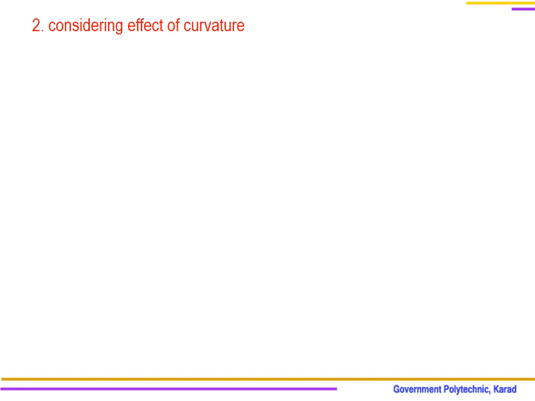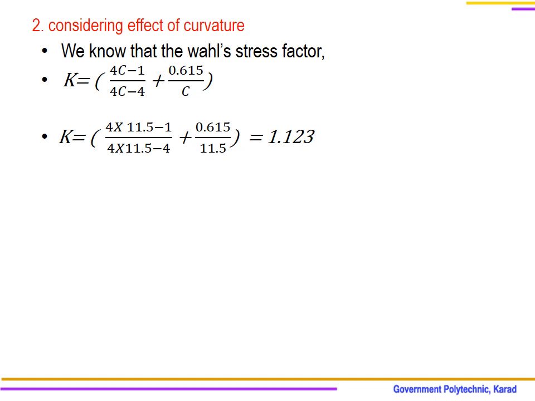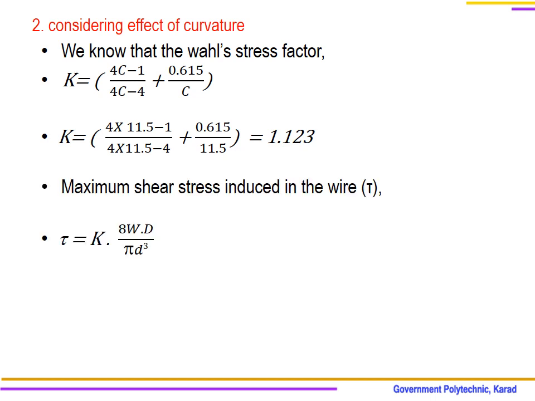Now we will be considering the effect of curvature. To consider the effect of curvature, we will be introducing Wahl's stress concentration factor K, which is given by (4c minus 1) upon (4c minus 4) plus 0.615 upon c. C we have calculated, so we will be putting C as 11.5, and we get K as 1.123.